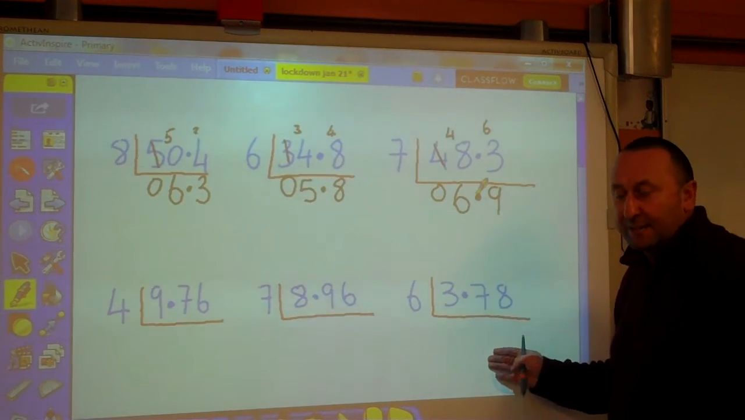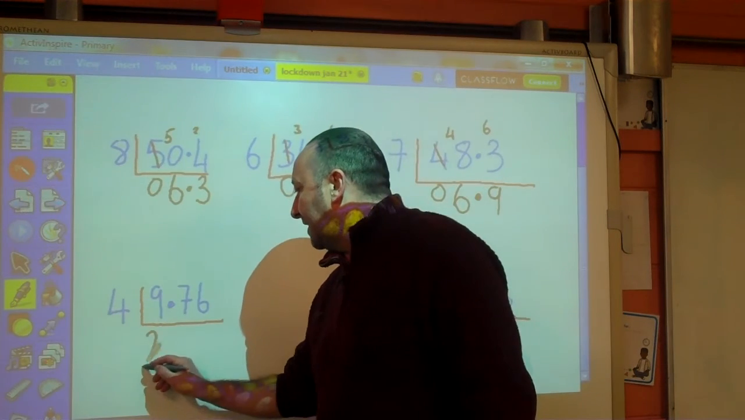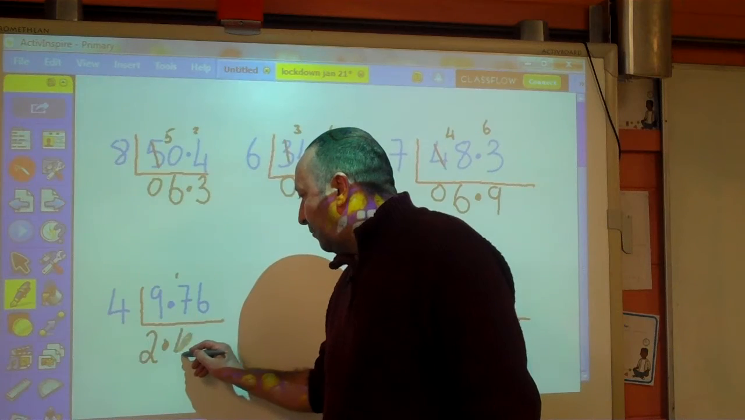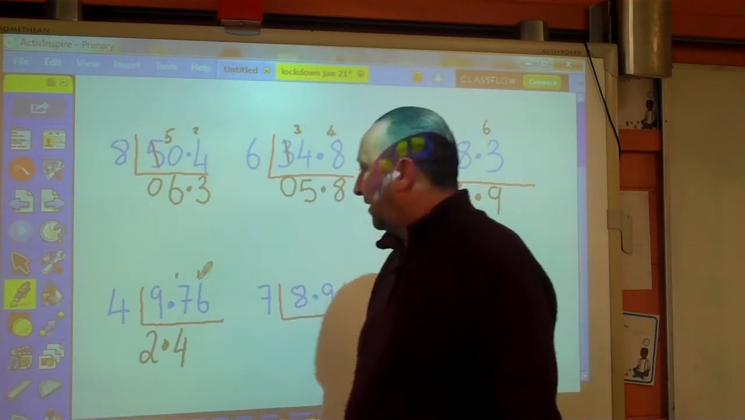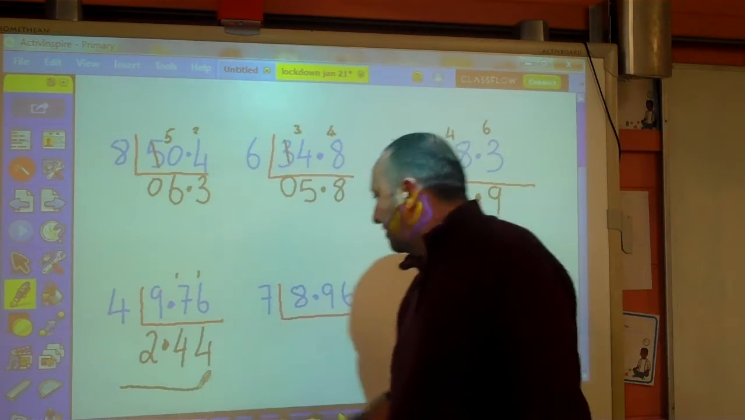As soon as you cross the decimal point, put it into your answer, know your tables. 4 into 9 will go twice, and 1 over, put in your decimal point. 4 into 17, well 4 fours are 16, and 1 carried over, and 4 into 16 goes 4 times. There you go, there's your answer.